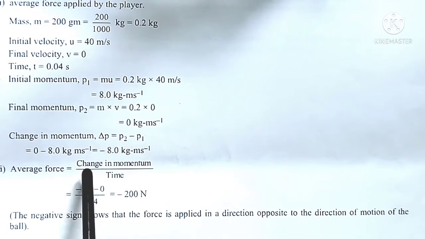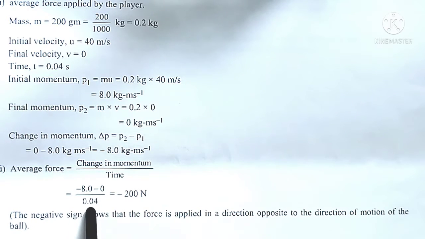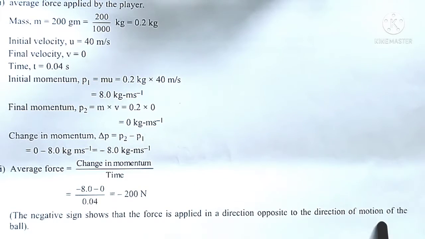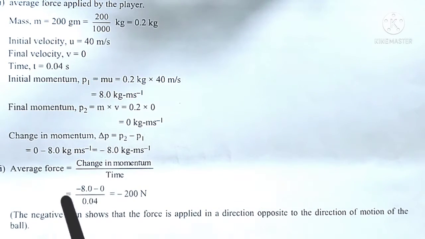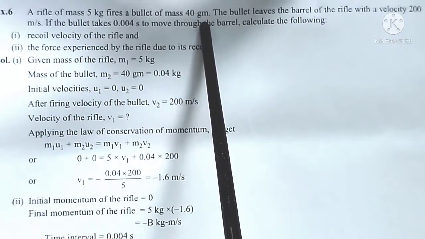Average force is equal to change in momentum divided by time, that is equal to minus 8.0 minus 0 divided by 0.04, that is equal to minus 200 Newton. The negative sign shows that the force is applied in a direction opposite to the direction of motion of the ball. A rifle of mass 5 kg fires a bullet of mass 40 gram.